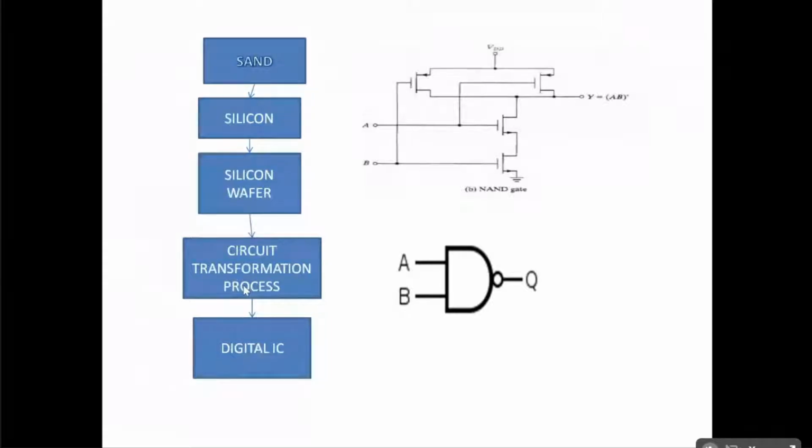First, silicon from sand is extracted, then silicon wafer is prepared, then the circuit transformation process. This one is the symbol for NAND gate. Then this one is the equivalent circuit. This equivalent circuit is implemented in this circuit transformation process. Then only it is able to process the NAND gate. So finally we can get digital IC.